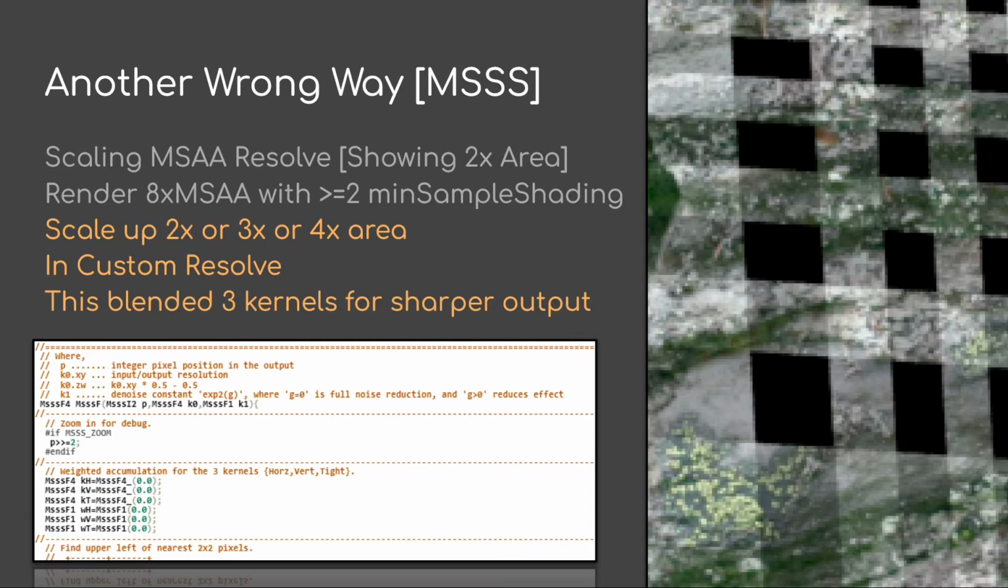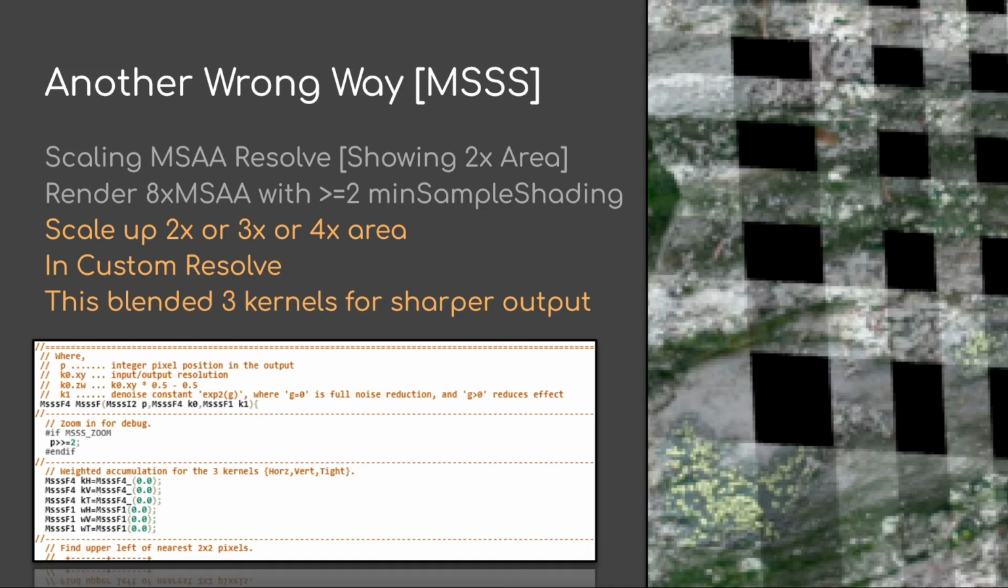Another wrong way was MSSS. This was a multi-sample scaling resolve, and this was something I did in Shadertoy. I don't think I ever released this one or made it public. The picture on the right is showing 2x area, I believe. The concept here is you'd render with 8x MSAA, and you'd support a greater than or equal to min sample shading, and then scale up by 2x, 3x, or 4x area, and do that in a custom resolve. This one blended 3 kernels for sharper outputs.